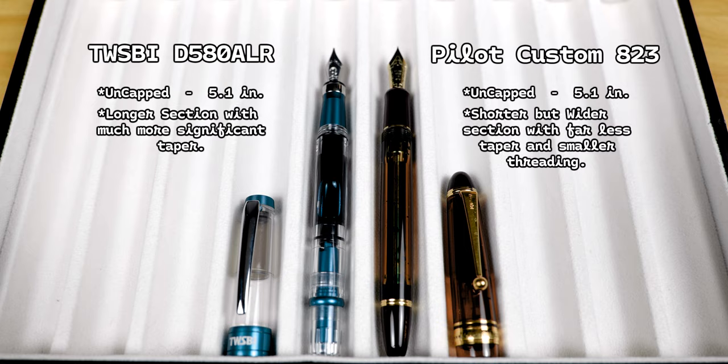The section on the 823 is a little bit fatter, which fits my hand a little bit better. And I really don't notice the threads even when my index finger is resting right on top of them, and that is a huge plus for this pen. Especially when I can see myself easily getting my own version of this pen with a broad or a double broad, and then having a custom grind done to my very own 823.